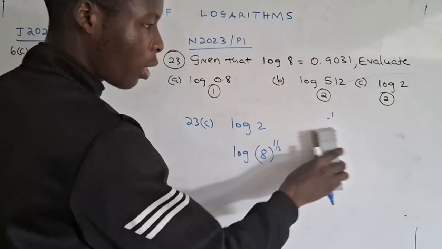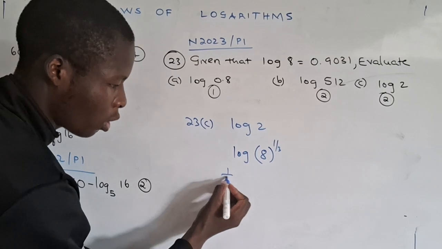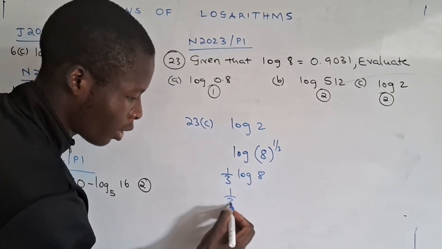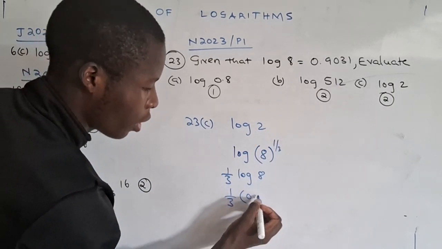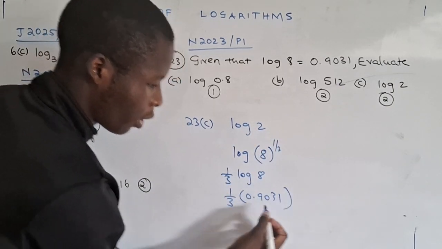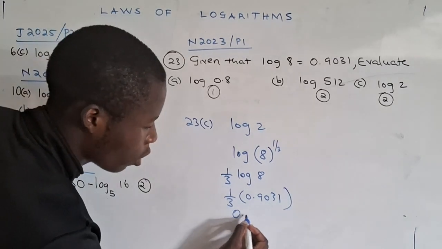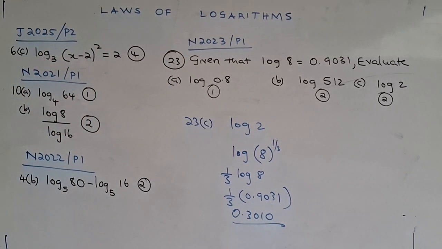Now applying the laws of logarithms, you bring this 1/3 to this side. So 1/3 into log 8 is 1/3 into 0.9031. What are you going to get? You are going to get 0.301. The answer is 0.3010. This is the final answer.